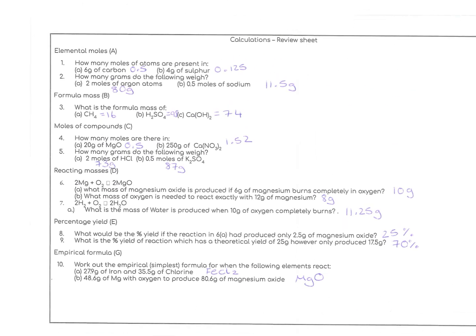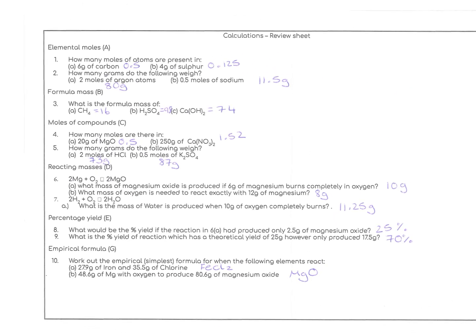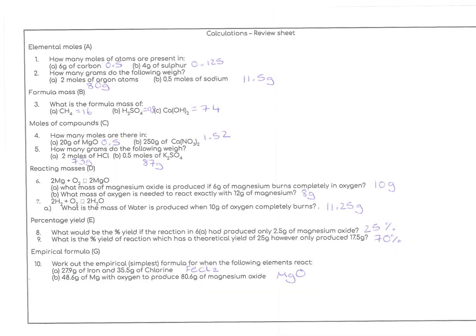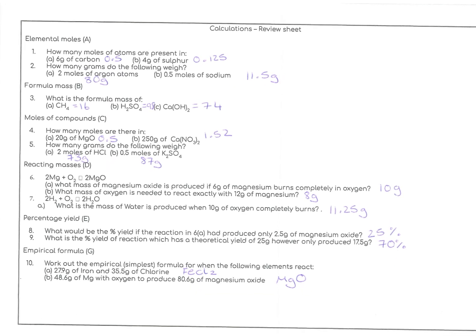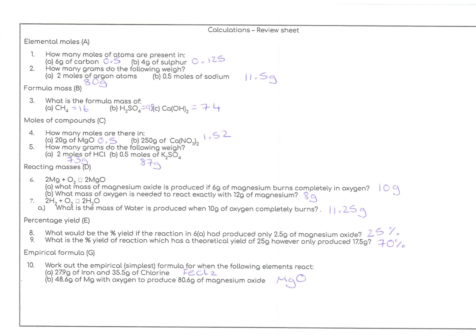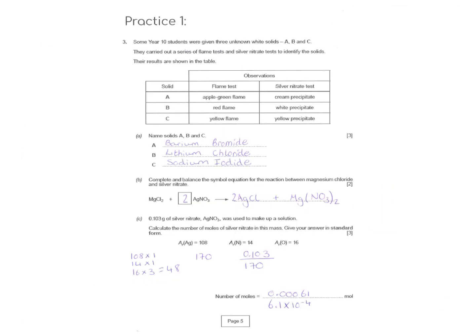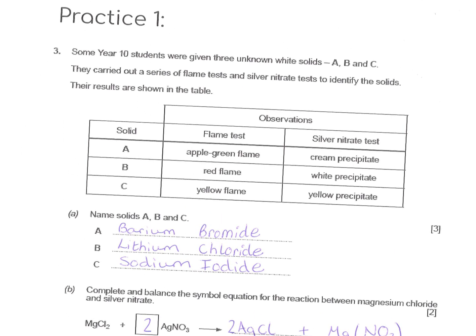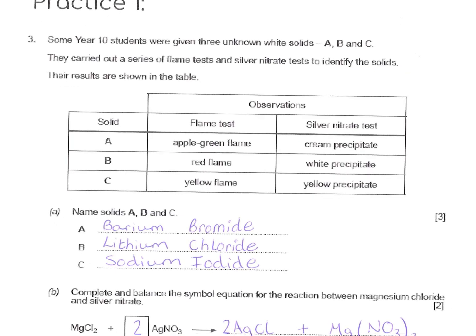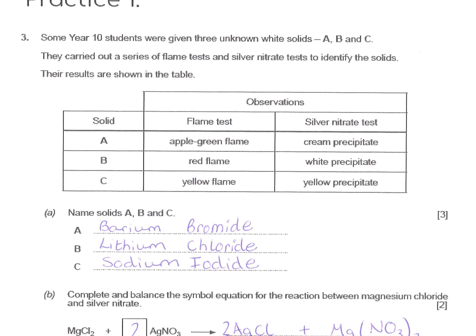I've also included some more practice questions. I'm not going to go through them in the same way that I will the past paper questions, but again, please have a go at these, and if there's any you want me to go through, then just drop me an email. So the first kind of question, because it does come up quite a lot, and this is how they tend to link all the maths together, is by using flame test colours and silver nitrate colours.